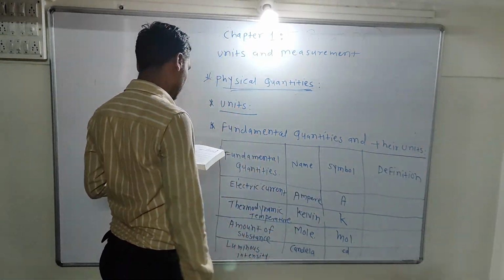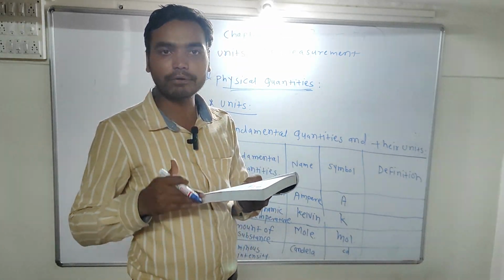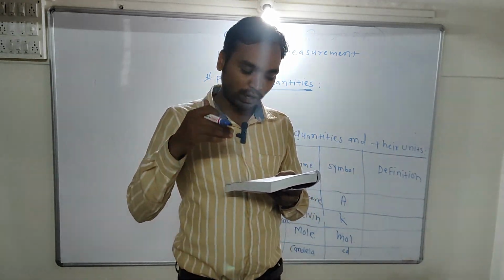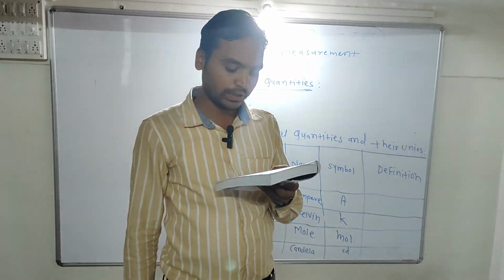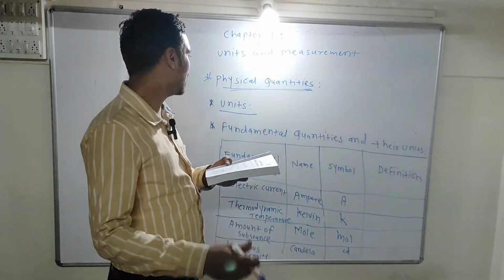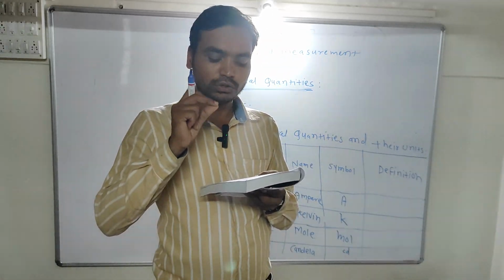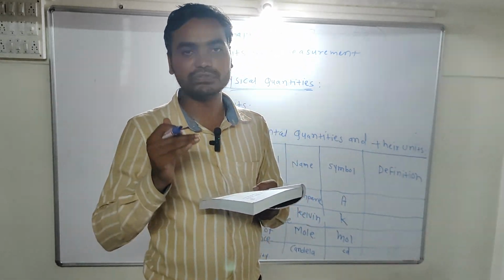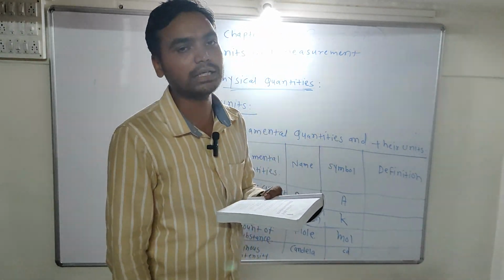Then we have to see what is meant by the units, right? A standard amount of physical quantity chosen to measure the physical quantity of the same kind is called the physical unit. It should be easily reproducible and internationally accepted. What is meant by the units? It is a standard amount of physical quantity chosen to measure a physical quantity of the same kind.